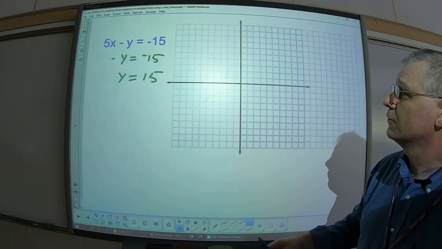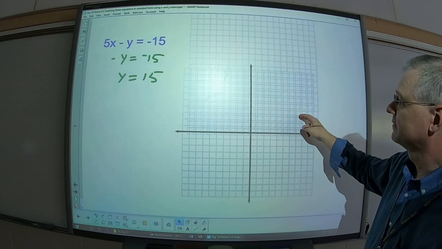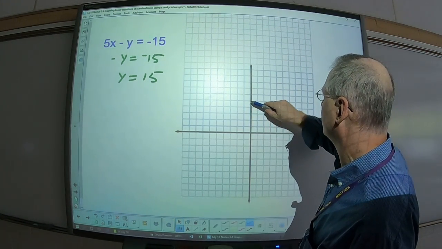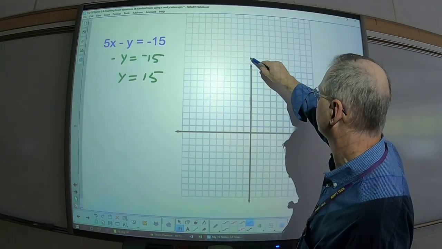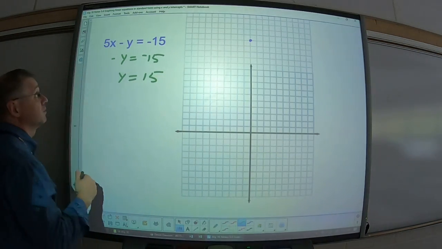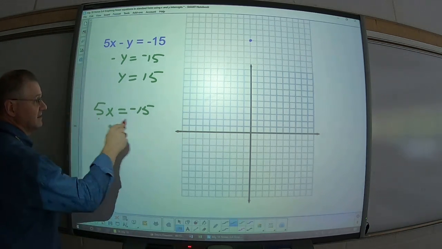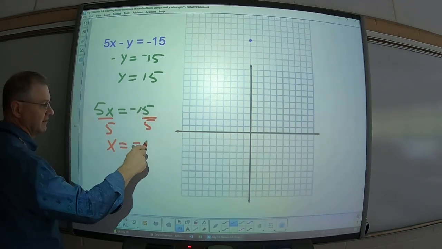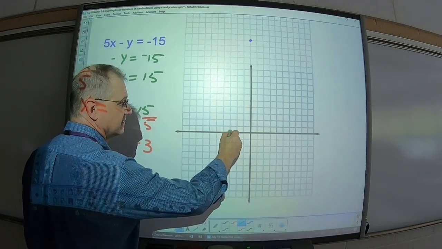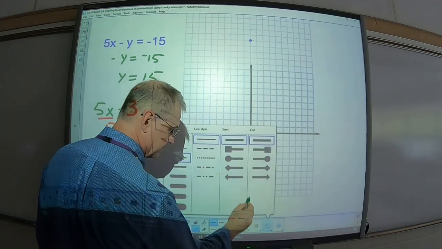Okay, so y equals positive, oh, I put that in the wrong direction. I need to bring that here. I was putting it in the x spot, not the y spot. 15, so 1, 2, 3, 4, 5, 6, 7, 8, 9, 10, 11, 12, 13, 14, 15. Now, I need to plug in 0 for y, so that gives me 5x equals negative 15. I divide both sides by 5, x equals negative 3. Now I can plot negative 3 as the x-intercept, and then I can just graph it.